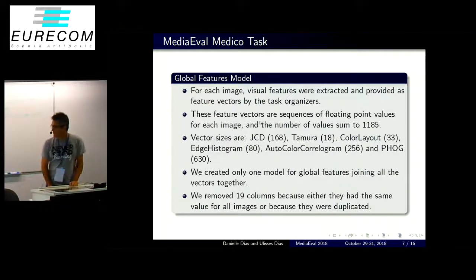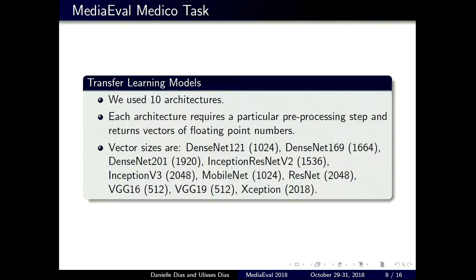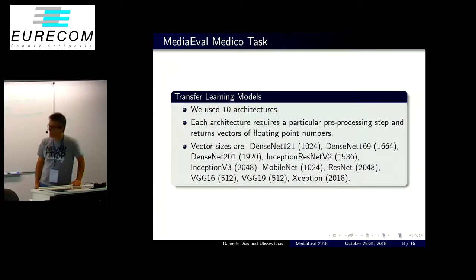each image, it gives us a 185 vector size with float numbers. Then there are the transfer learning models that use 10 architectures, the most famous ones: DenseNet, all the sizes, Inception, all versions, MobileNet, ResNet, VGGs, and Xception.